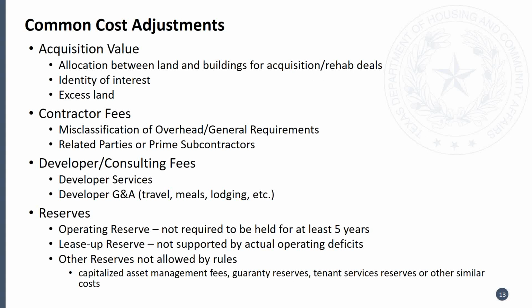Again, on related parties and prime subcontractors, the rules determine what is considered a related party and or prime subcontractor. If you have any of those, then any fees paid to them would be considered part of the contractor fee limit. We don't see this a whole lot, but it is included in our rules, and just keep that in mind if you do have them.